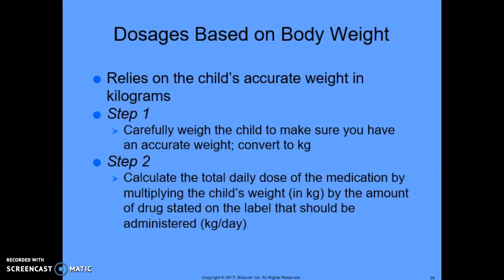After you have the weight converted to kilograms, you want to calculate the total daily dose of the medication by multiplying the child's weight in kilograms by the amount of drug stated on the label that should be administered, and that's per kilogram per day.